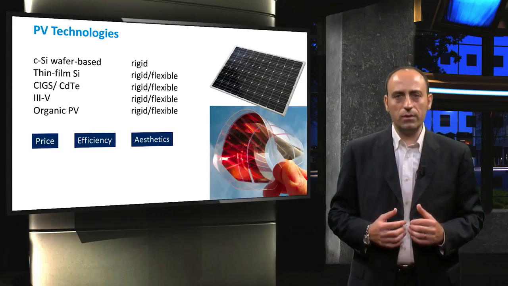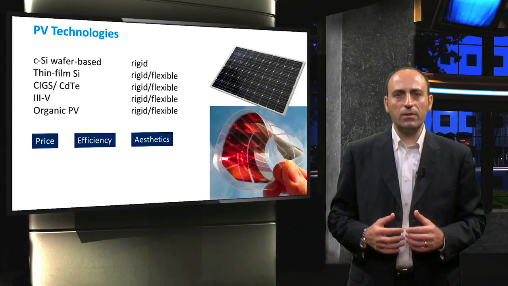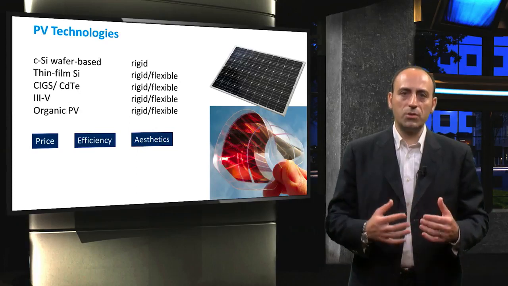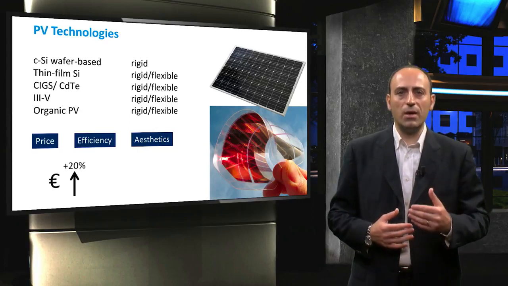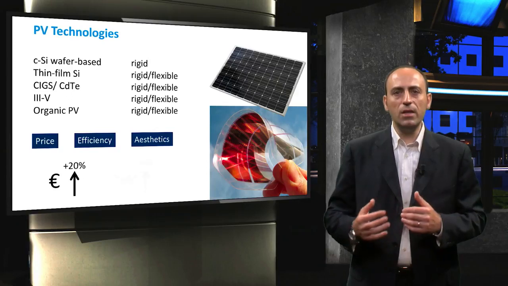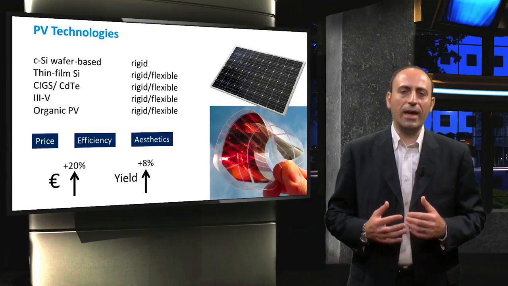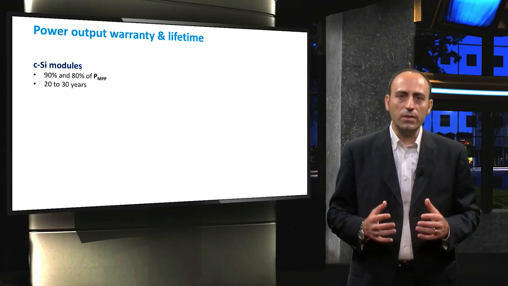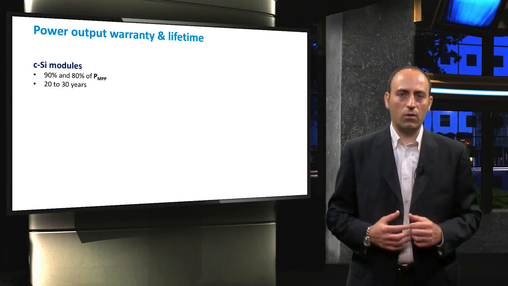If you have a relatively large area available, you might choose a cheaper technology with a lower conversion efficiency. In that respect, a rule of thumb usually employed by companies that install PV systems is that when the price per square meter of a module increases by 20%, then the yield per square meter should increase by 8%. Now, let's take a look at the warranties and the lifetime of the different technologies.